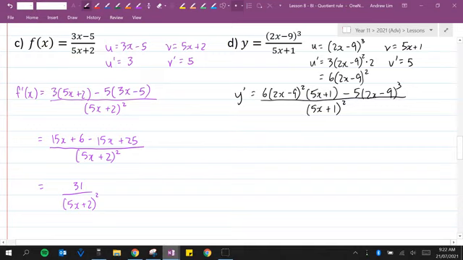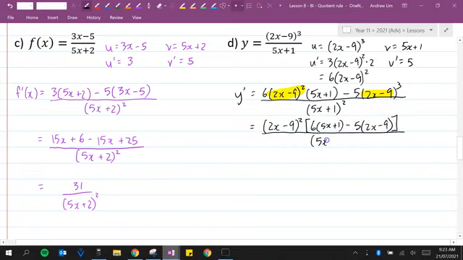Now I'm not going to expand the brackets here. What I'm going to do instead is factorize out a common factor. I can see that in the numerator they both have (2x minus 9) squared. This one has cubed, so the common factor will be squared. So I'm going to factorize that out: (2x minus 9) squared. What's left over is 6 lots of (5x plus 1) minus 5 lots of (2x minus 9), because there's still one lot of that, all over (5x plus 1) squared.